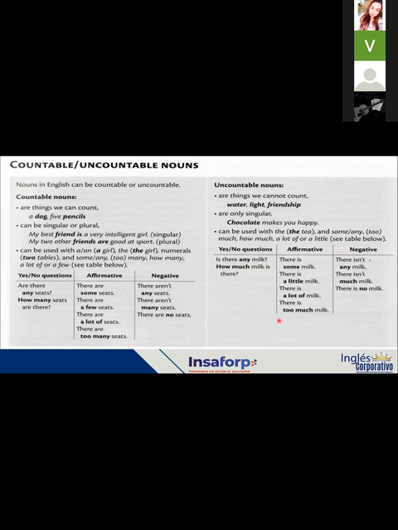One thing, guys, that I need you to see is that in countables, podemos utilizar too many. Pero en los uncountables, en vez de utilizar many, vamos a utilizar much. Also, for the negative, si se fijan acá en countable, dice there aren't many seats. Pero en los uncountables, it says there isn't much milk. See, it's very important for you to check those differences that we can have.